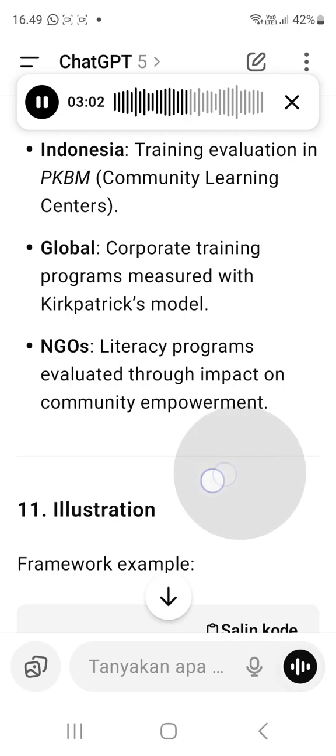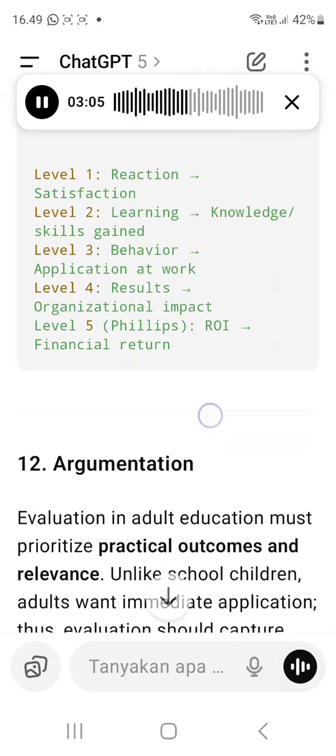11. Illustration framework examples. You can see the code in our conversation history.